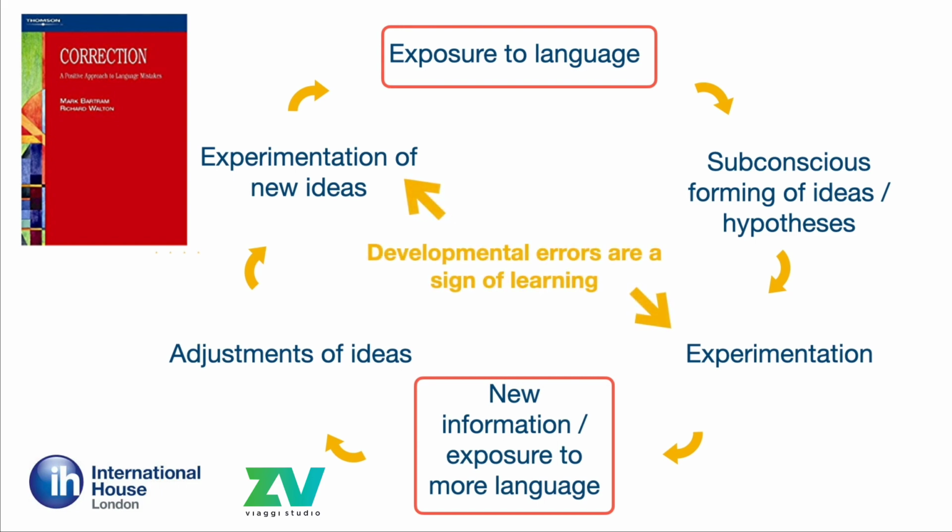The errors made when experimenting are therefore signs of learning, and carefully selected, sensitively delivered feedback will not damage the learner, but rather help them fine-tune their hypotheses and become better speakers of English.